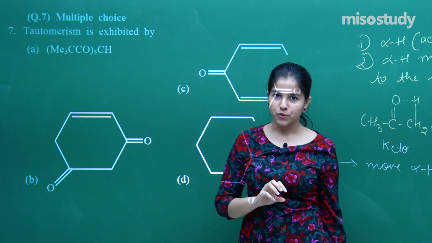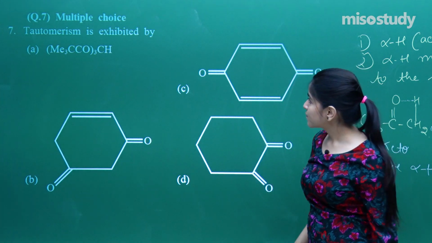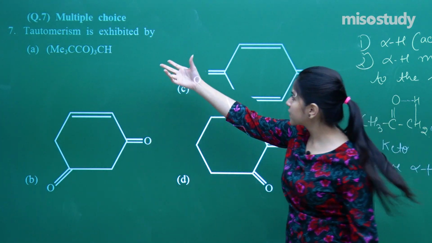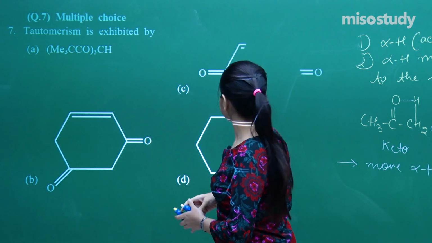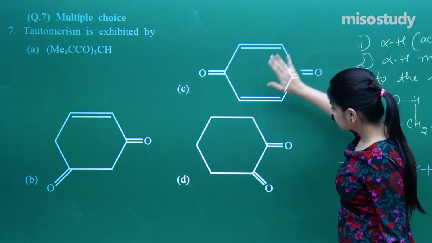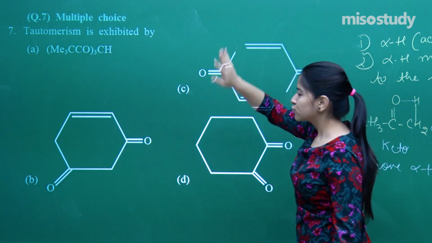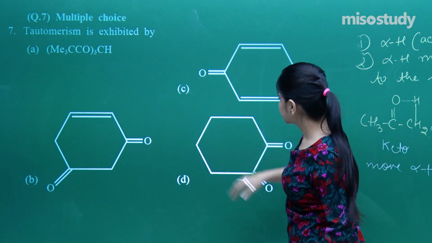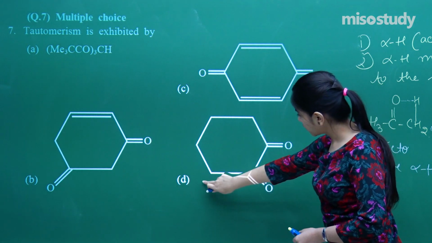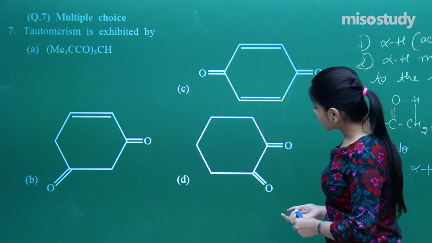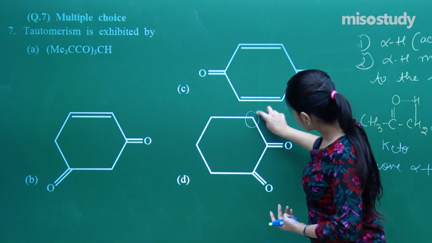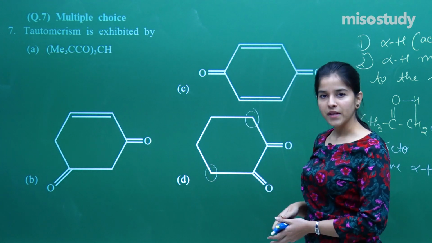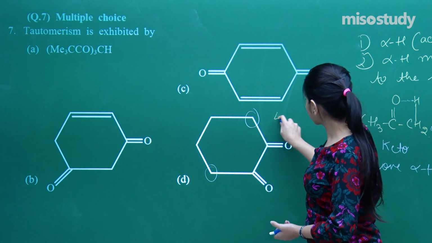It's a multiple choice question and indeed very easy. Tautomerism again. Tautomerism is exhibited by this very compound over here. So just analyze all the compounds here. I am taking option number D. In option number D, if you see, where are the acidic hydrogens available? Here are alpha hydrogens, 4.